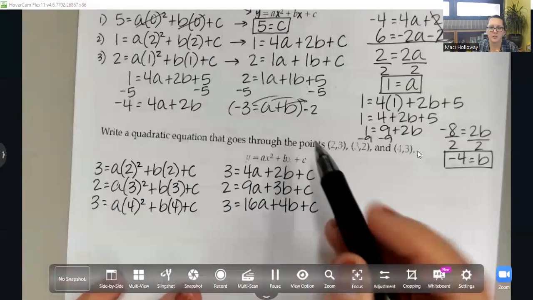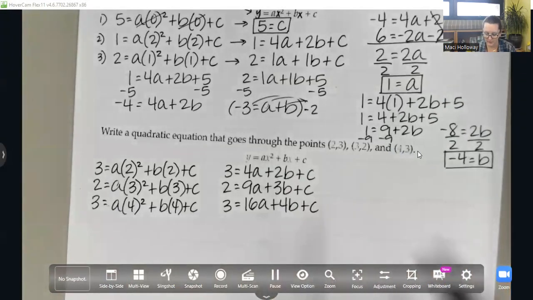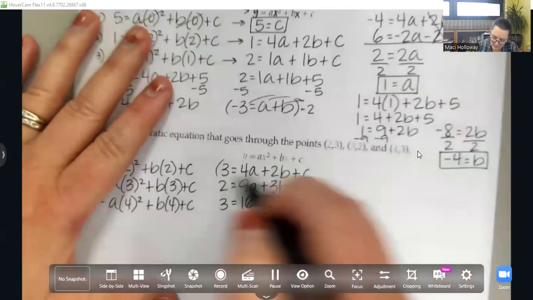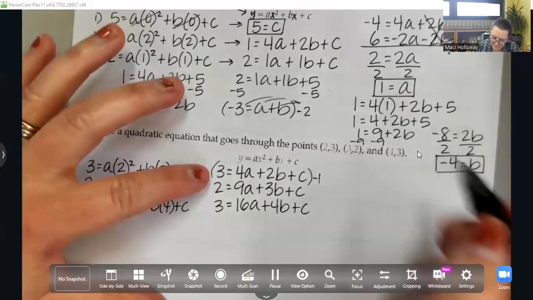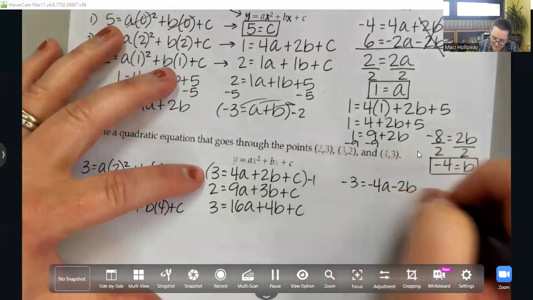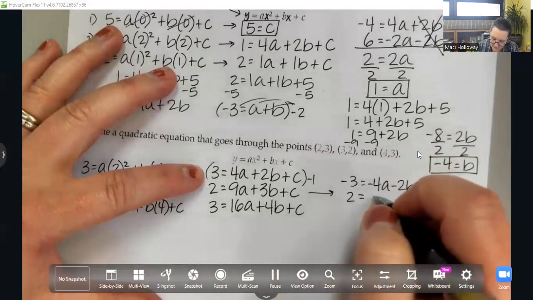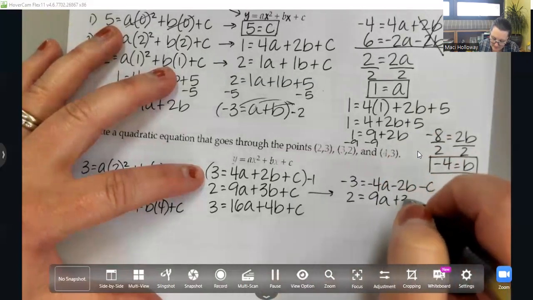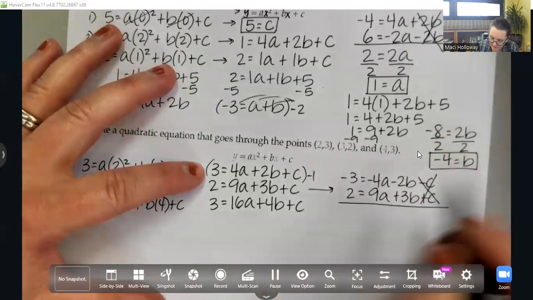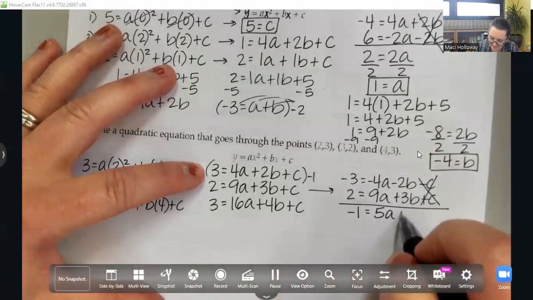Okay, this one's a little bit different because we didn't automatically get a c value. So we are going to have to eliminate. All my c's look pretty easy to eliminate. So let's multiply our first one by negative 1. Then we get negative 3 equals negative 4a minus 2b minus c, and we'll just bring this one over. 2 equals 9a plus 3b plus c, and we can cancel our c's. You never thought you would see this again, did you? But here it is, 5a plus b.